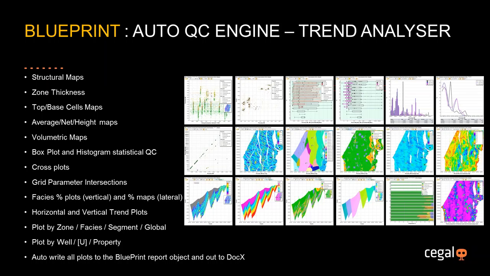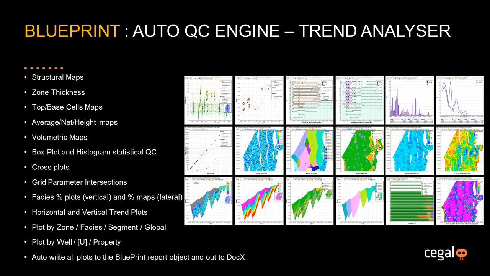So Trend Analyzer is the main auto QC engine available in this plugin. It's possible to create many different types of plots and automatically include standardized plots in all reports. Plots include structural maps, zone thickness or isochores, average net height, volumetric maps, box plots, histograms, statistical QC, cross plots, intersections, facies proportion curves, facies proportion maps, horizontal and vertical trends. All of these plots can also be configured to be included in the report by zone, segment or facies.